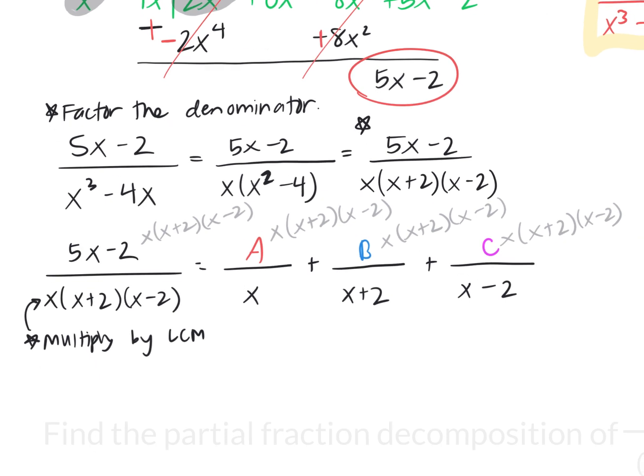So now I'm going to multiply these things out. On the left-hand side here, when I multiply this together, what am I going to be left with? 5x. There we go. All of this stuff in the denominator is going to cross out with each other. So I've got just 5x minus 2 left over. In my next term, what am I going to be able to cross out? The x's, right? So my x's go away. I'm left with A times x plus 2 times x minus 2.